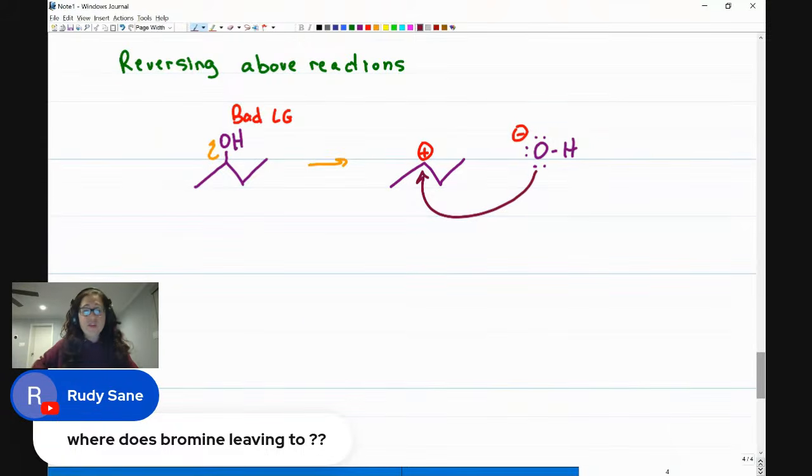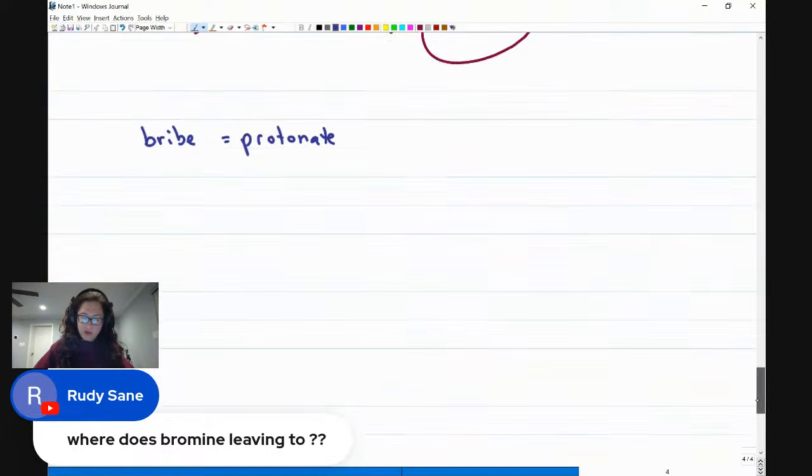So what we have to do in a situation like this is you have to take alcohol that is a bad leaving group and turn it into a good leaving group. Option number one is to bribe it. And the way you can bribe it is actually with multiple different options. So bribe number one is to protonate. So let me show you what that looks like.